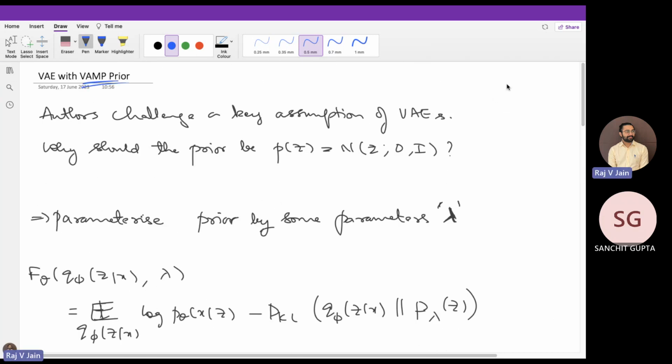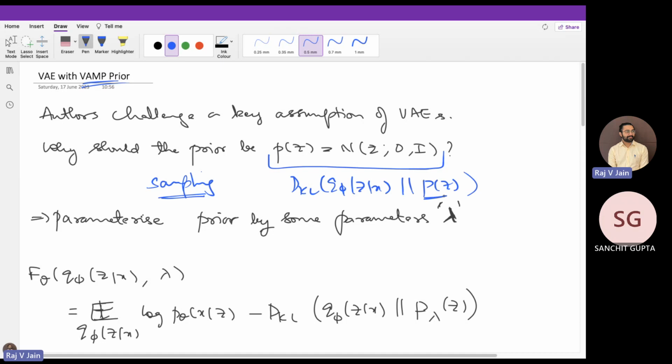So VampPrior. One basic assumption that the authors of this paper challenge is, why should the prior P of Z be N(0, I), right? One reason we wanted it to be is for simple sampling. Sampling becomes easier, because through the DKL term we force all your latent posteriors to be equal to P of Z, so that when I sample from P of Z, I can get my X, P of X, passed through the decoder.